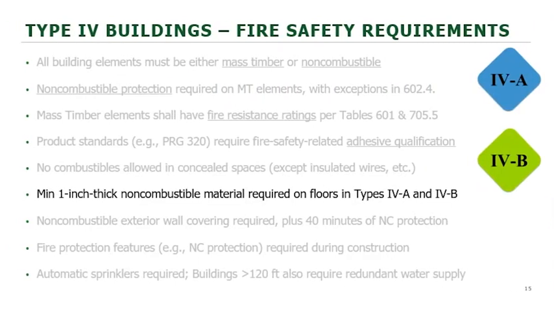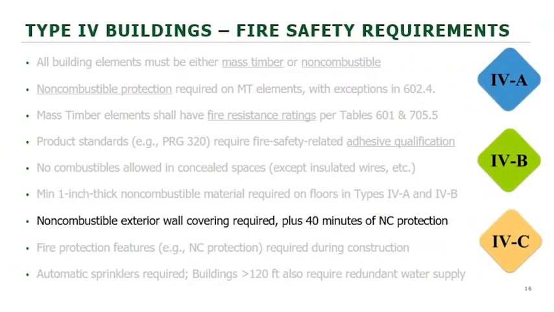In Types 4A and 4B construction, one of the other requirements is that mass timber floors are required to have a minimum 1 inch thick non-combustible material above the mass timber. That's on the floors. In all three of the new construction types, everything outboard of the mass timber in the exterior walls is required to be non-combustible. That is, except for the water-resistant barrier, which is also required to meet certain fire performance thresholds. Also, exterior mass timber walls are required to have at least 40 minutes worth of non-combustible protection on the outside.